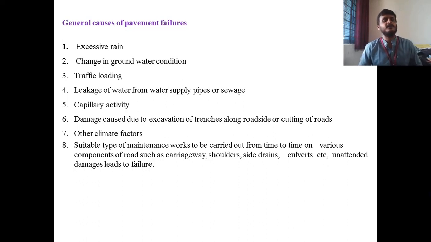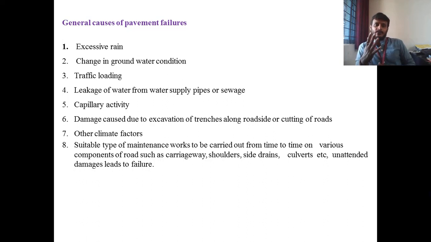Here are some of the major causes for which the pavement is likely to fail. The first one is excessive rain, then changes in groundwater condition, traffic loading, leakage of water from the water supply pipes or sewage, capillary activity, damage caused due to excavation of trenches along roadside or cutting of roads, and other climatic factors. In order to account for these general causes of pavement failure, the suitable type of pavement maintenance works needs to be carried out from time to time on various components of the roads such as carriageways, shoulder, side drains, and culverts, as unattended damages lead to failure.